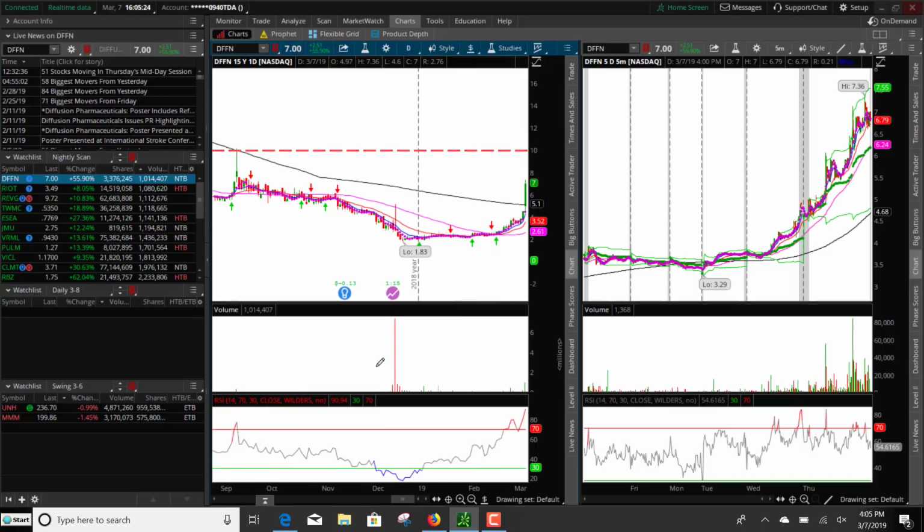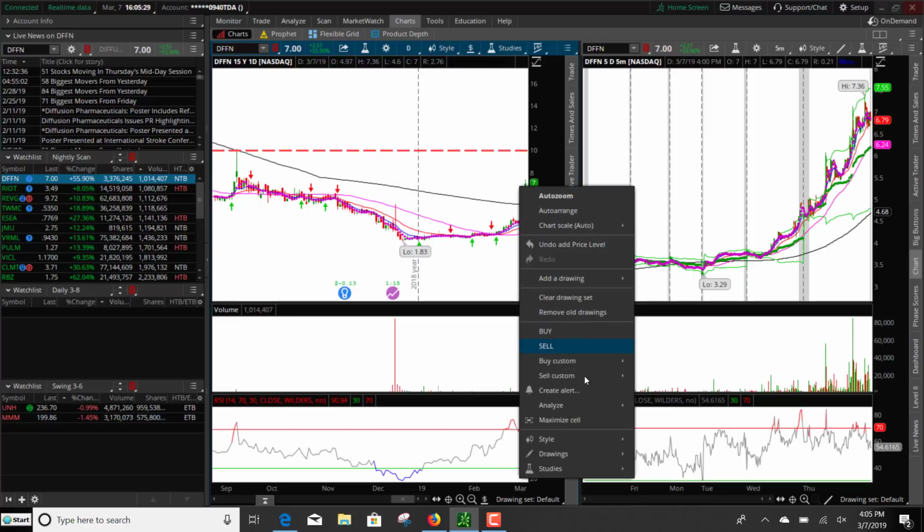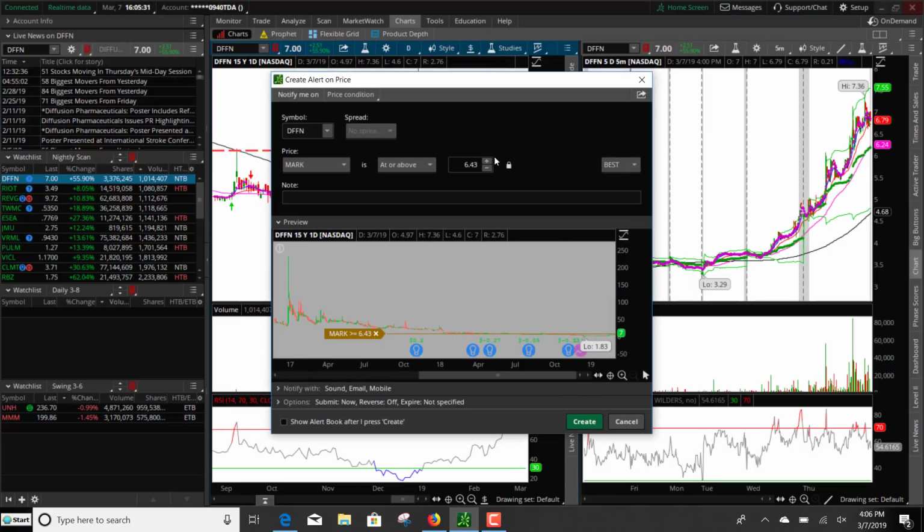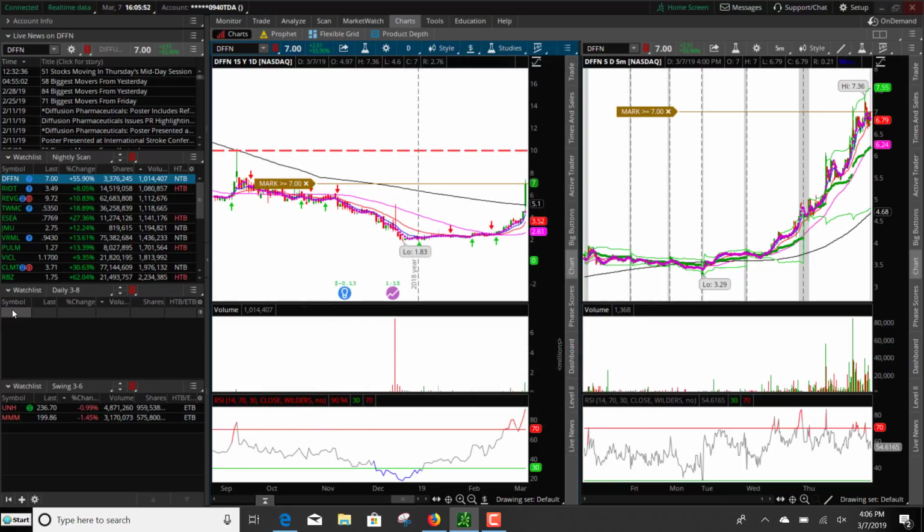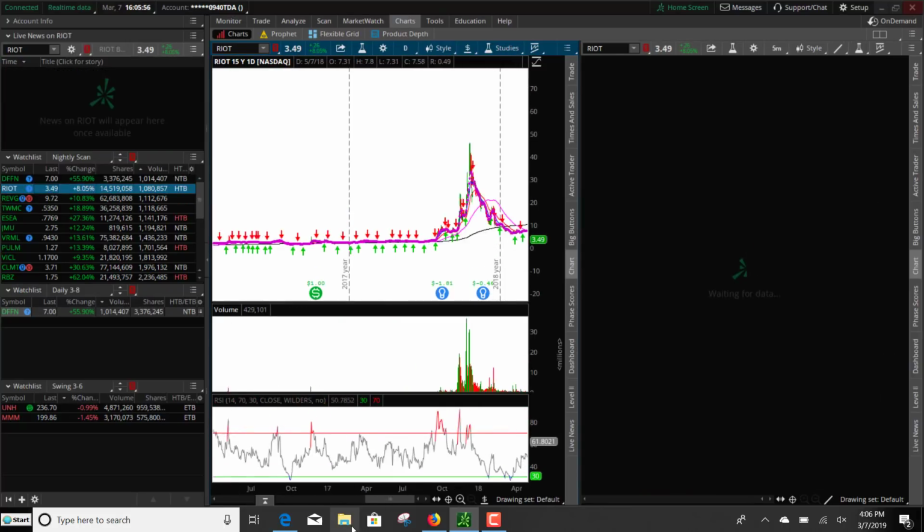If we look, it's sort of cuppish on the daily, but I do like this stock. So we'll put this one on for tomorrow. Cuppish on daily, bull flagging on hourly. Watch for resistance around $10. And that is DFFN. Let's take a look at Riot.